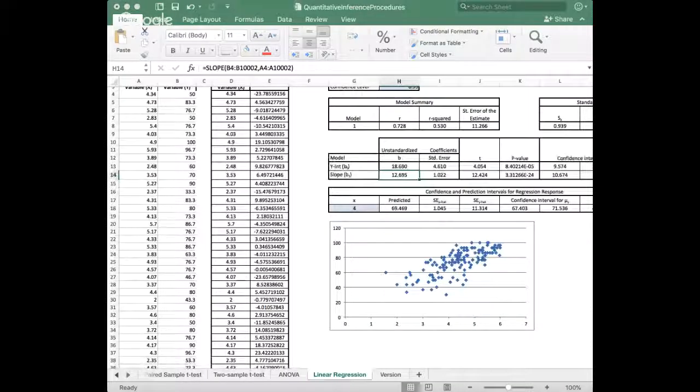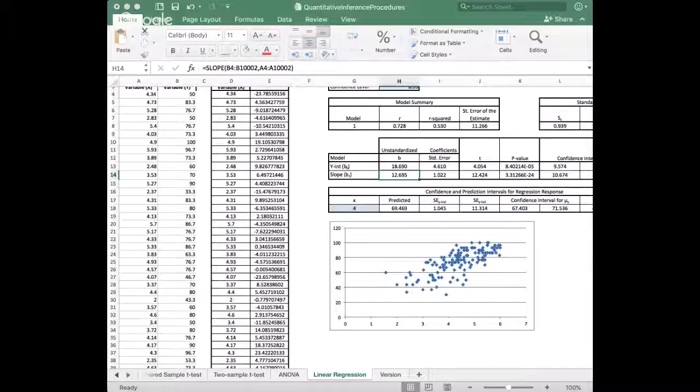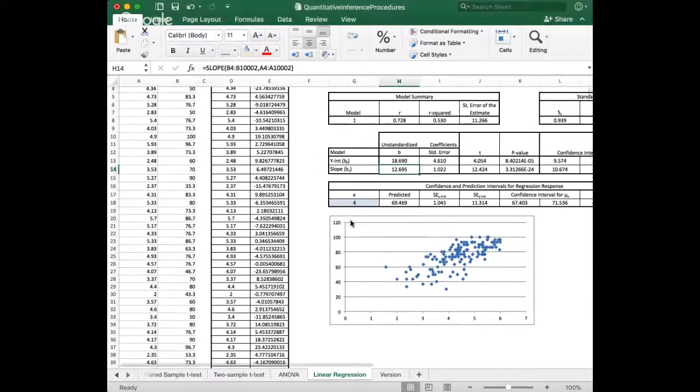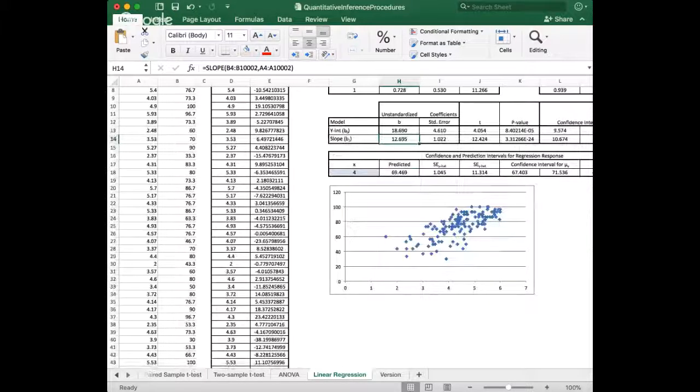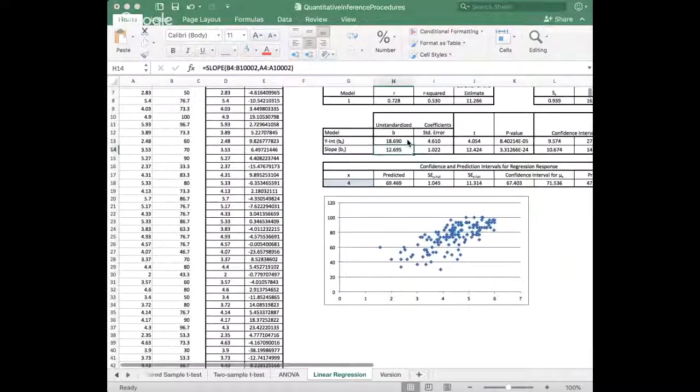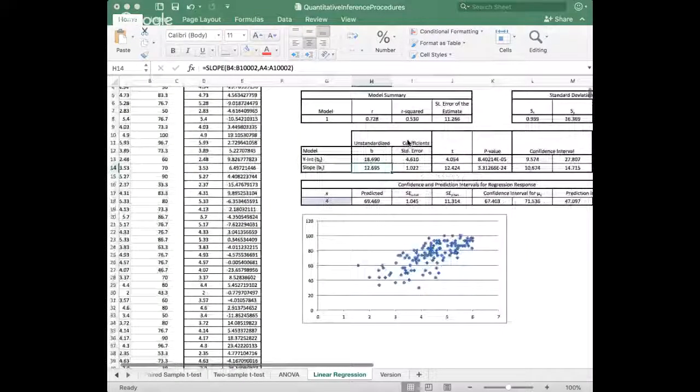All right, 18.6. And then for question 10 would be 12.695, and then for question 11 it asks, if x equals 4, what would be the predicted value? Underneath that table where it tells you the y-intercept and the slope, you can just change that x to the 4 and it'll tell you the predicted one.